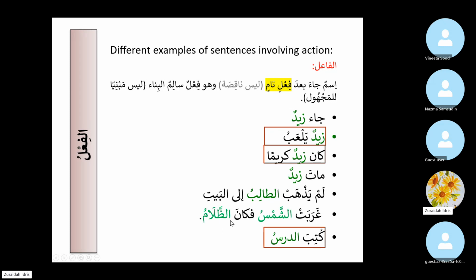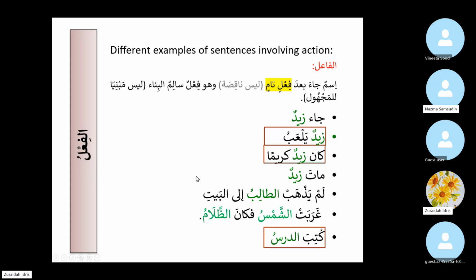So you might argue that there is no event here, but there is an event because it became dark. So that's why this is still considered tam, because something happened. The darkness itself was the doer. It became dark. When the sun set, now it was dark.